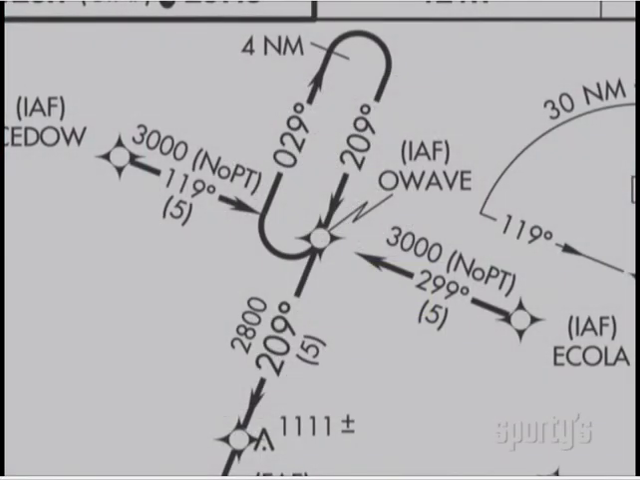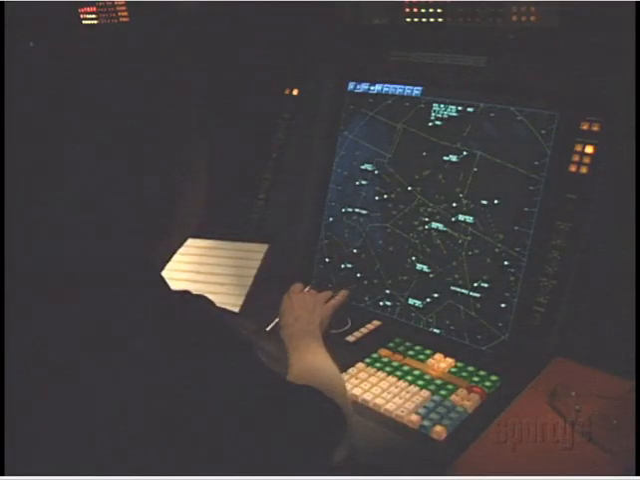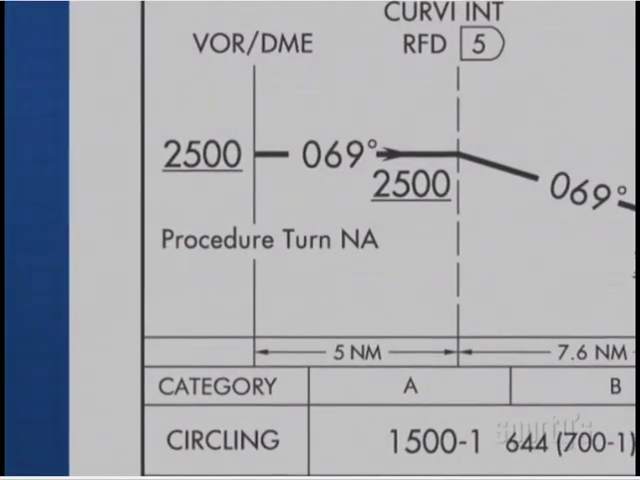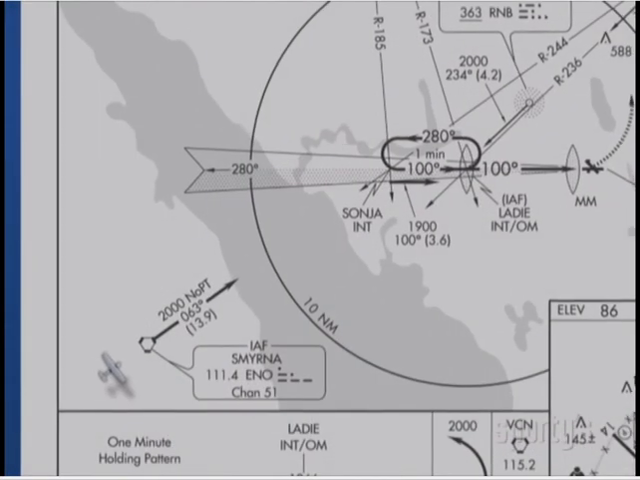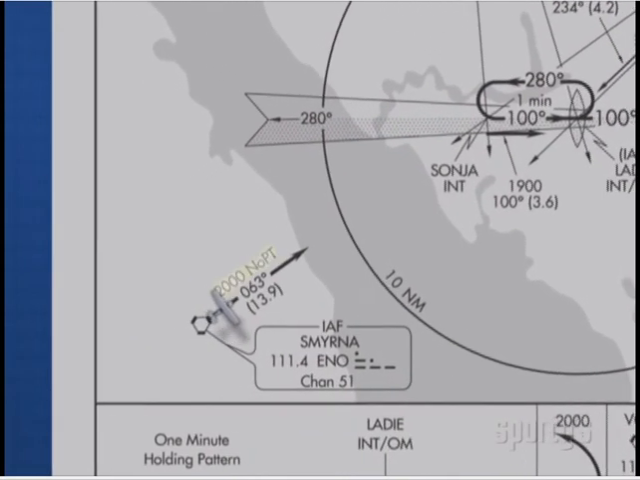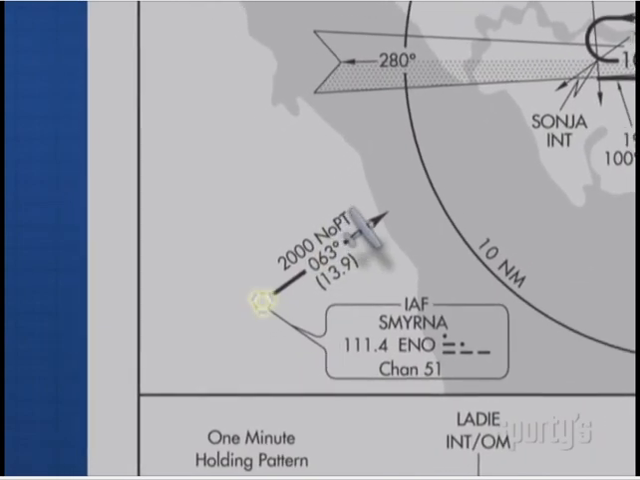A procedure turn is a required maneuver except when the symbol NoPT is shown, when the aircraft is being radar vectored for the approach, when conducting a timed approach, or when the procedure turn is not authorized. On the ILS to runway 10 at Millville Municipal Airport in New Jersey, for example, no procedure turn is required if you fly the transition shown from the Smyrna VORTAC.